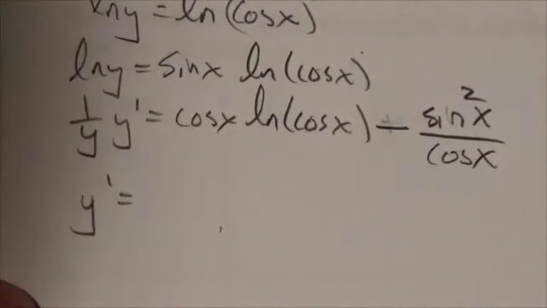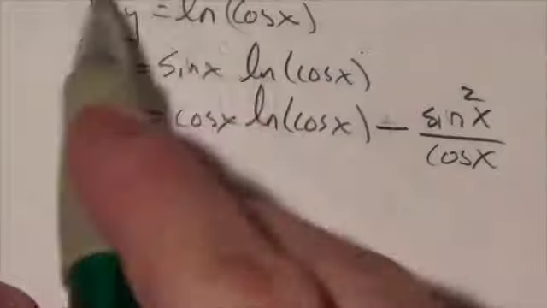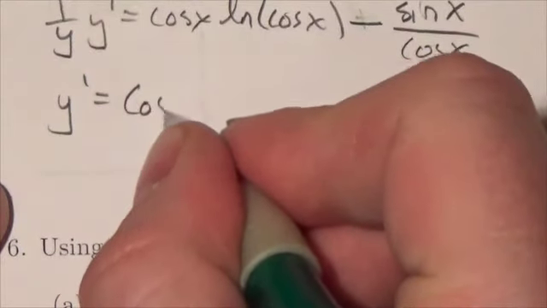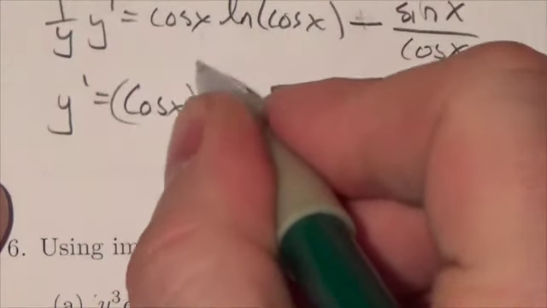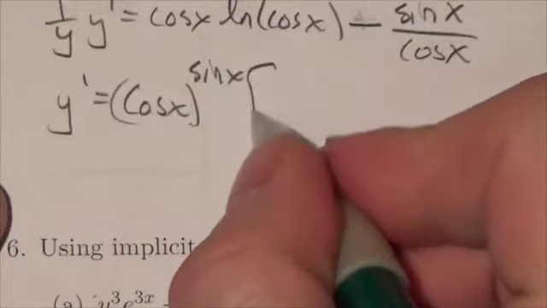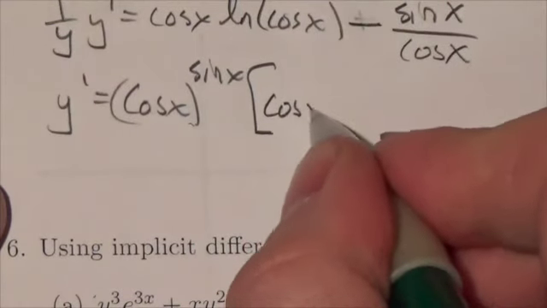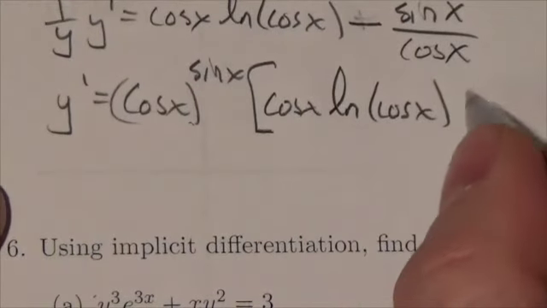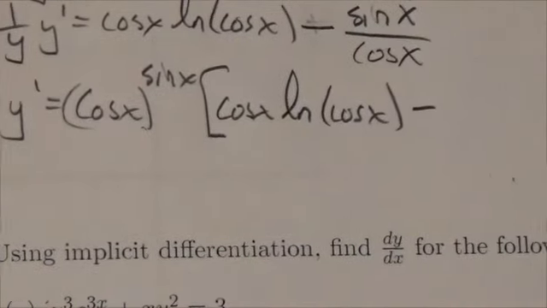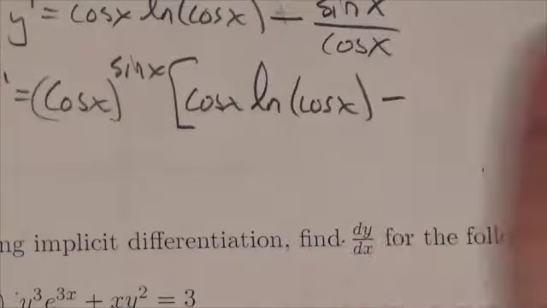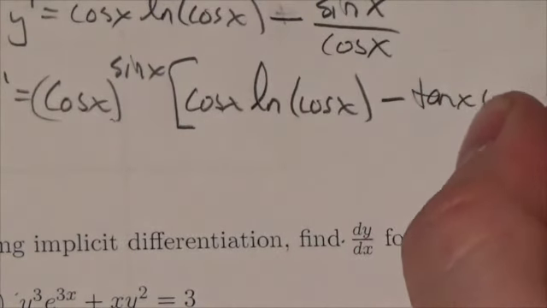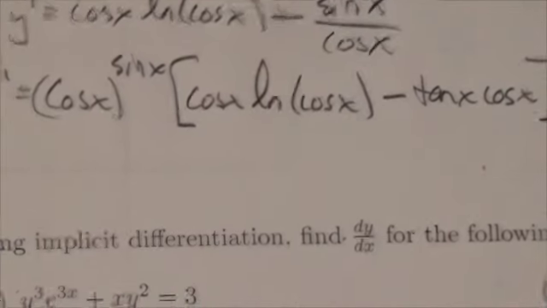And I already know what y is. Y is going to be, okay, I get that from the original function, the cosine of x to the sine of x. So when I multiply across by y, I'm going to get cosine of x to the sine of x multiplied by, this is going to be the cosine of x times the natural log of the cosine of x minus, now just to make this a little bit simpler to write, sine squared of x over cosine is going to be the tangent of x cosine of x.